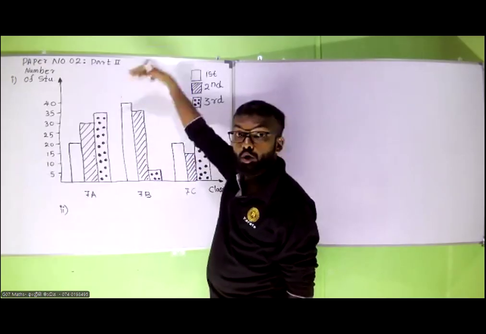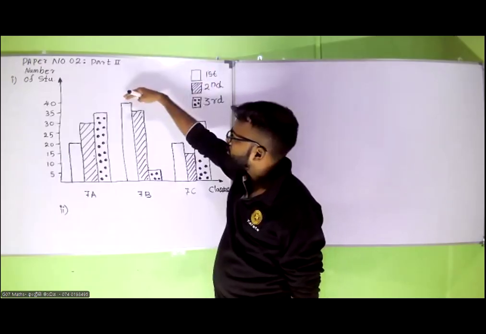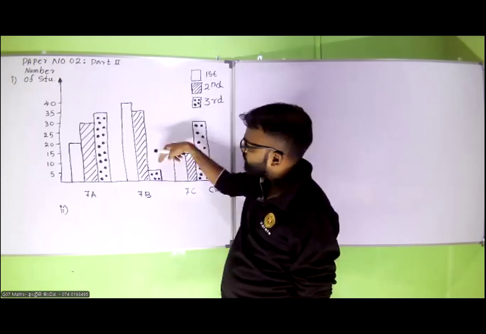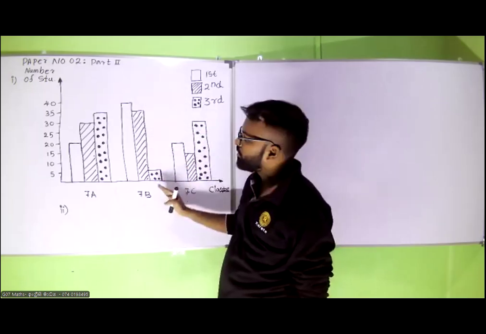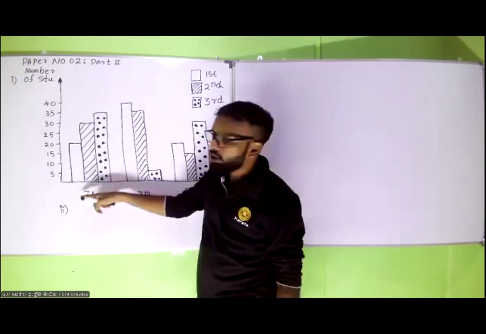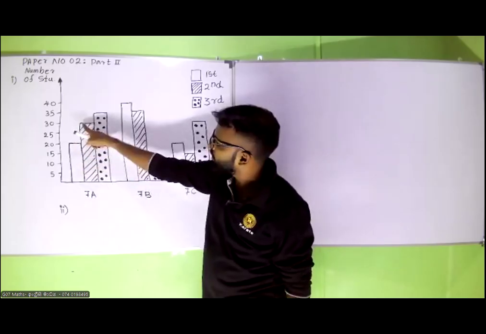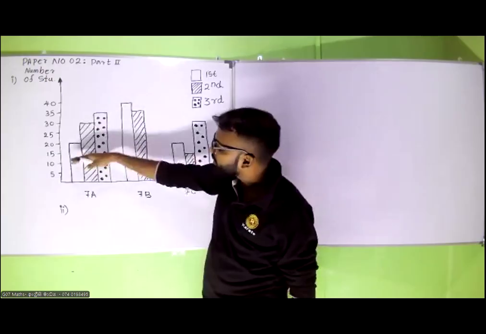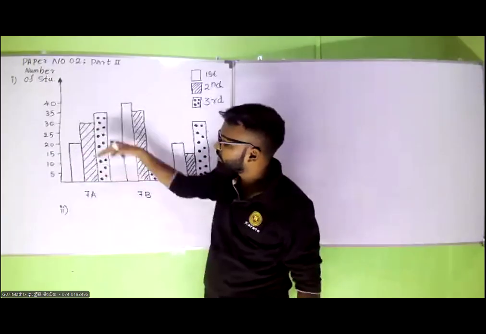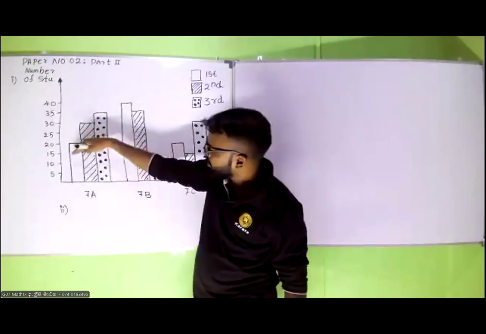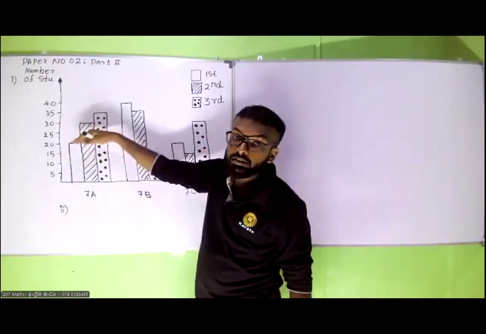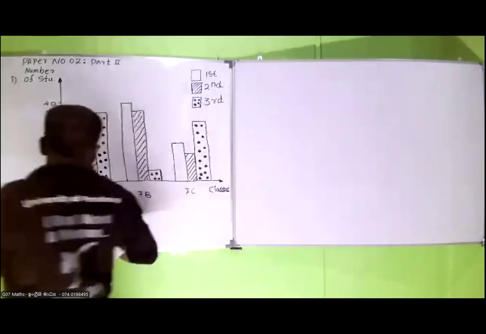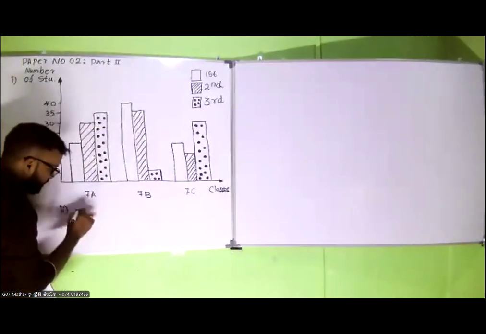7B. Here we have 40 topmost students. Then a little bit of decreasing, and here also decreasing. And 7A, 20, 30, 35. Improvement. When considering the 3 weeks, student attendance is improving in which class? 7A. So you have to write 7A class.